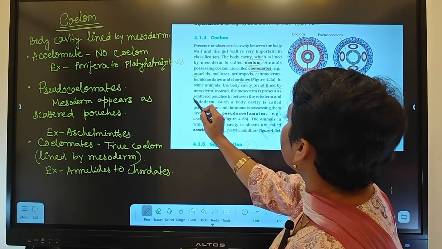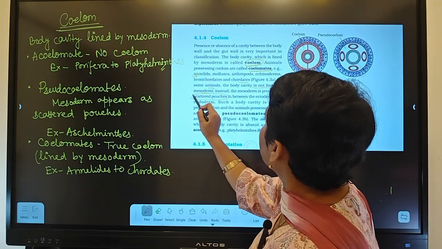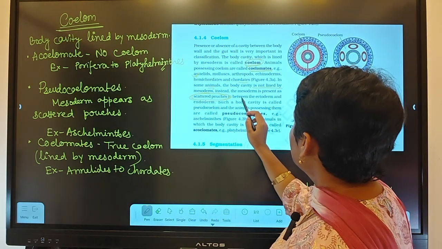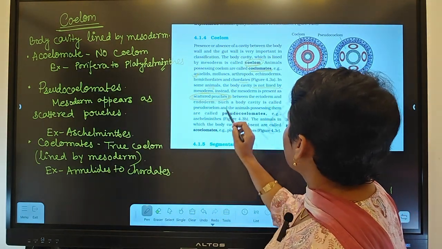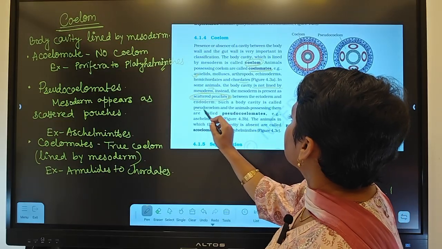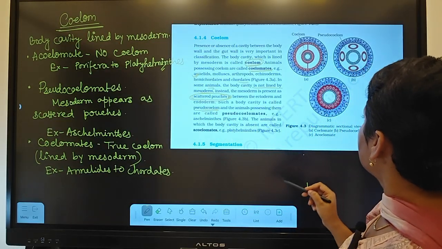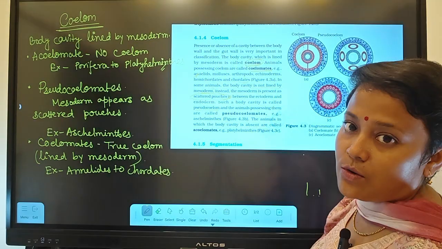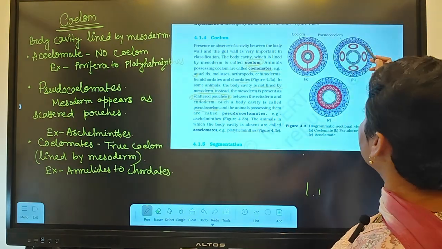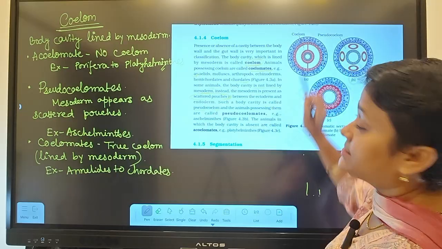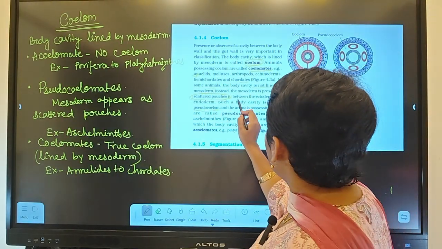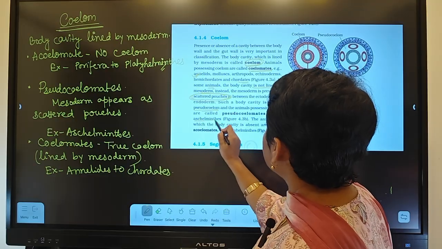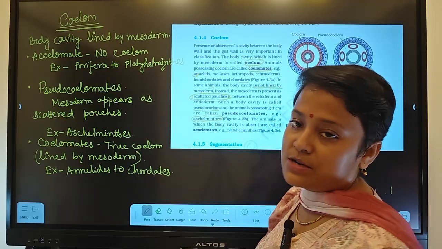Some animals' body cavity is not lined by mesoderm. Instead, mesoderm is present as scattered pouches, small bag-like structures between ectoderm and endoderm. Such body cavity is called pseudocoelom. Don't think that the cavity which is present inside the mesoderm is called pseudocoelom. It is in between, right? It is given in NCERT. Very important thing. Such a body cavity is called pseudocoelom. And example, aschelminthes. Only one phylum.